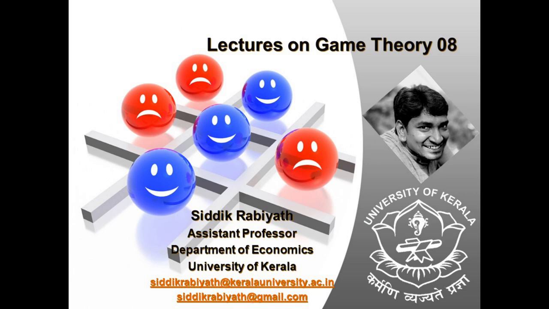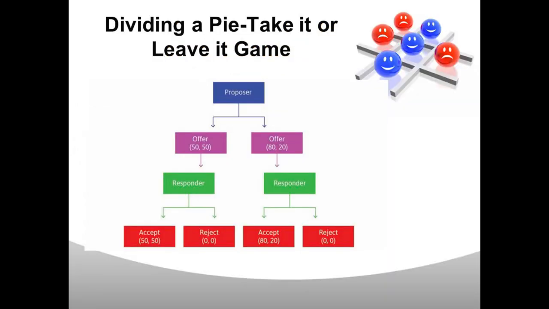For example, if the proposer offers 350 and the responder accepts, the proposer gets 650 and the responder gets 350. If the responder rejects the offer, they both get nothing. This is the kind of situation people end up in. It is called the take it or leave it offer, the ultimatum in the game's name. The responder is faced with a choice: accept ₹350 or get nothing.